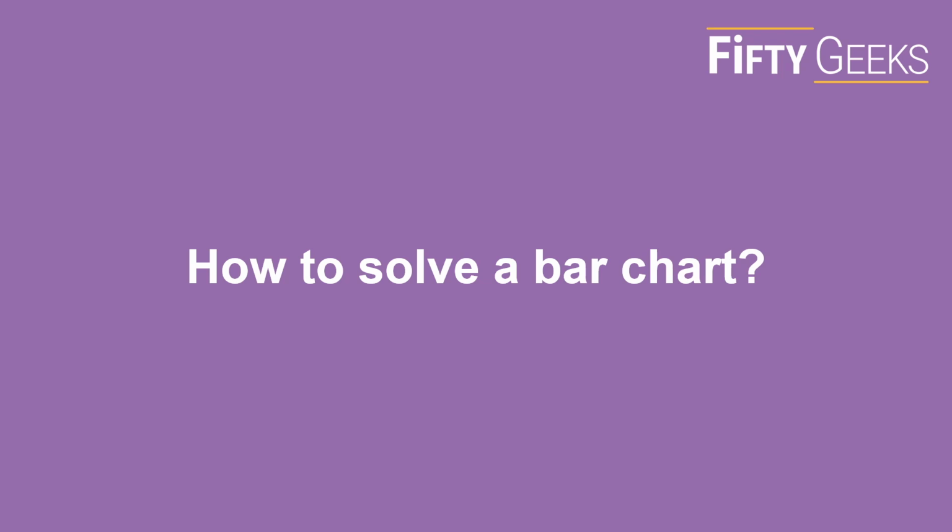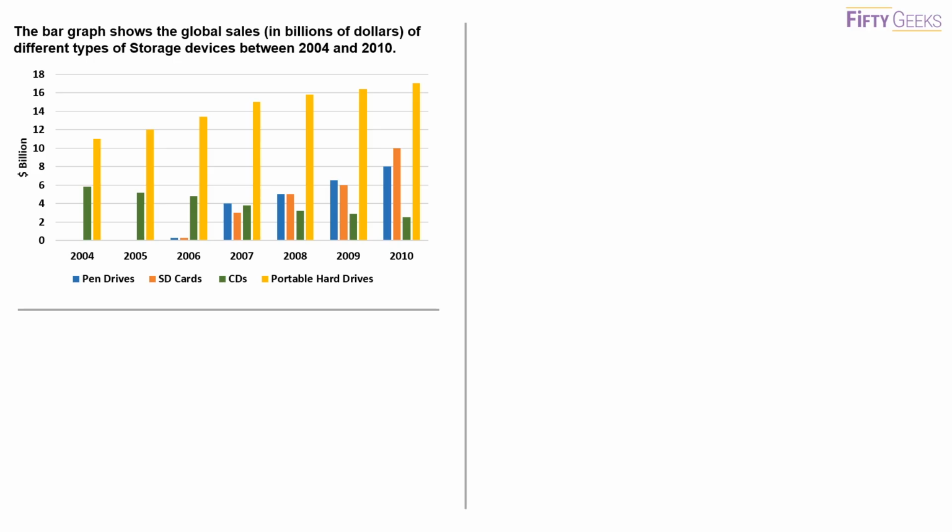In this lesson, we will learn how to answer bar chart questions in academic writing task 1. Let's have a look at the sample question, which says, the bar graph shows the global sales in billions of dollars of different types of storage devices between 2004 and 2010. Here is our bar chart, which represents the data related to global sales of storage devices.